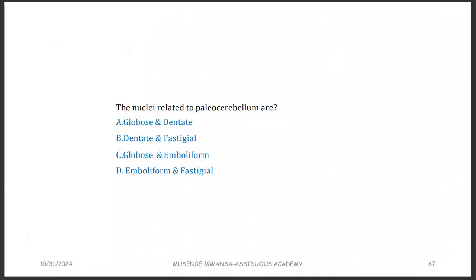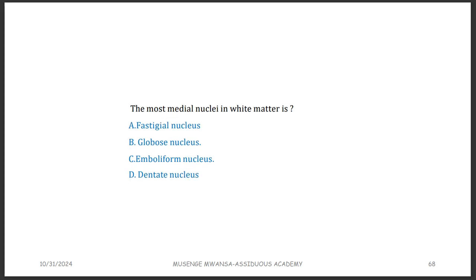So we can now try to answer these questions. The nuclei related to the paravermis of the cerebellum are: globose and dentate, dentate and fastigial, globose and emboliform, emboliform and fastigial. Which one can we pick? The globose and emboliform. Don't eat greasy food. So the two in the middle. Emboliform and globose. The most lateral is the dentate. So which one is the most medial if you use the mnemonic? Don't eat greasy food.